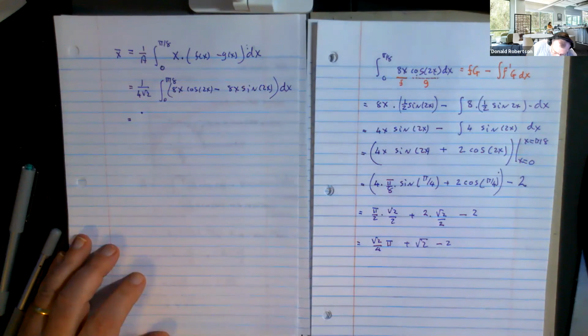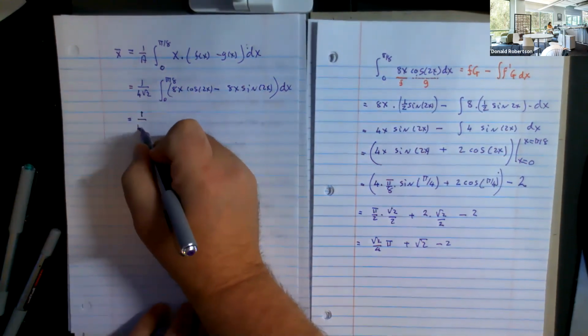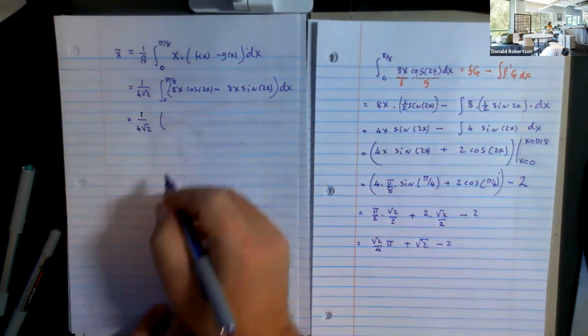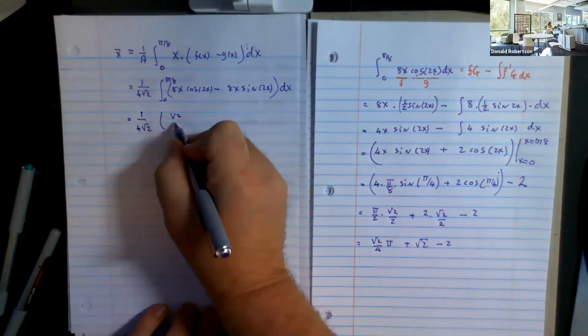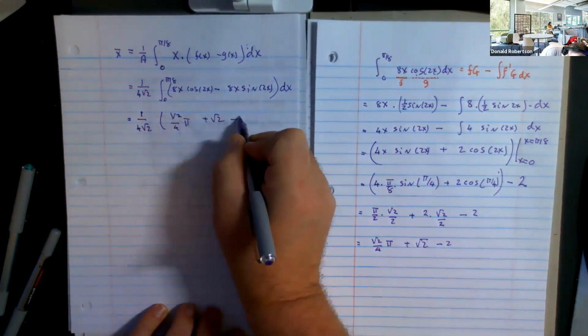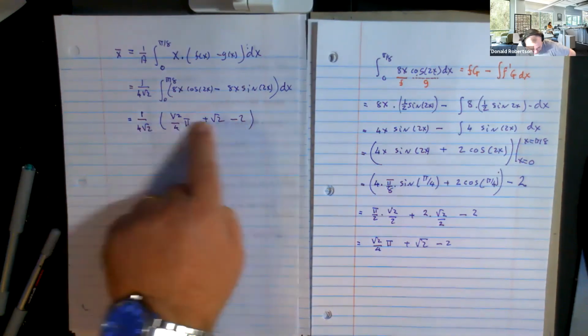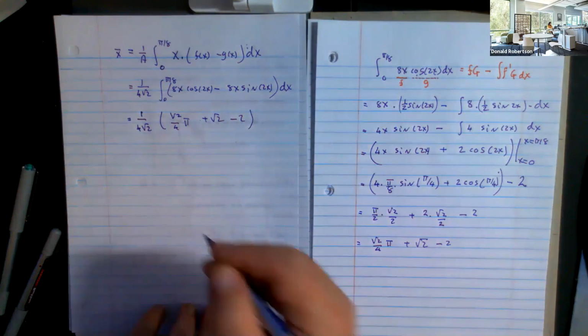Are we comfortable with that? So over here then, 1 over 4 root 2 times root 2 over 4 pi plus a root 2, take away a 2. And no matter what you do, that's ugly, so I might as well just leave it like that. I don't think if I distributed this, it would be much better. Maybe I'll try it. I'll change my mind.